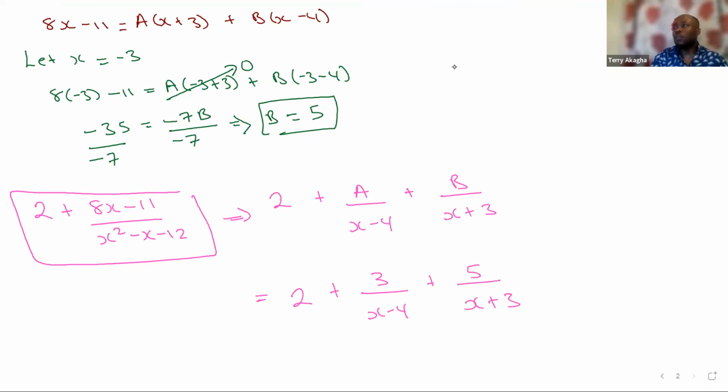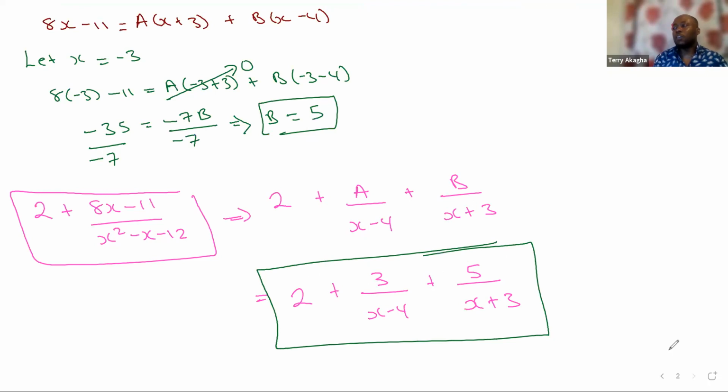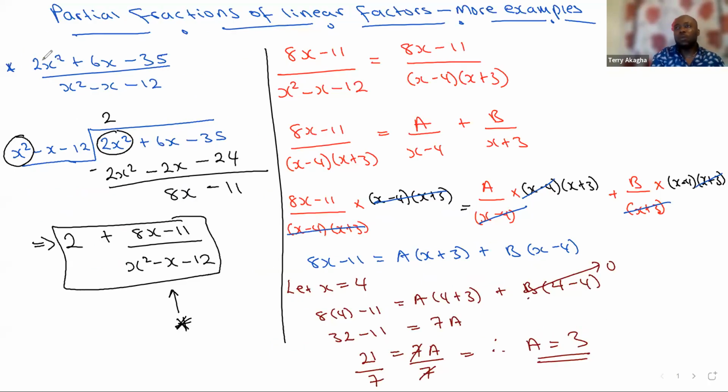So this is the final answer for the what? Partial fraction. So this is the answer for the partial fraction of 2x squared plus 6x minus 34 divided by x squared minus x minus 12. So as you can see, I did not use the coefficient of terms here because the substitution method gave me the answer directly. Does that make sense?